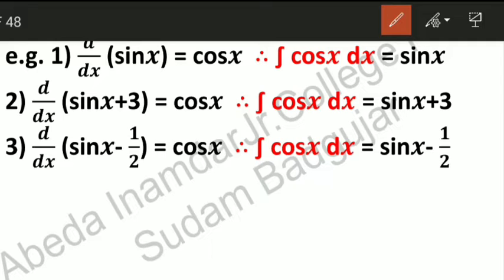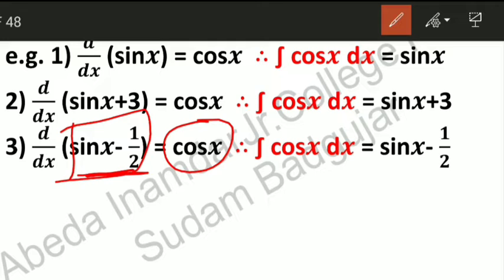Now the third one, I am taking it this way, you can take any number here. The third one is the derivative of sin x minus half is equal to cos x. So the integration of cos x is equal to sin x minus half. Instead of minus half, suppose minus 9 by 2, then here again 9 by 2. Instead of 3, suppose 30, then here also 30.